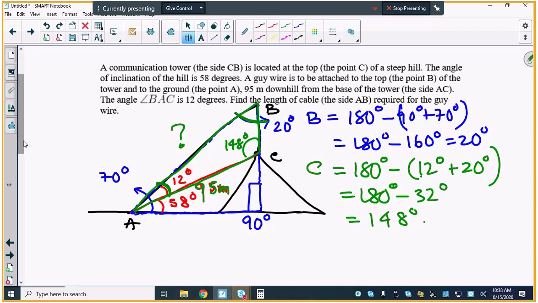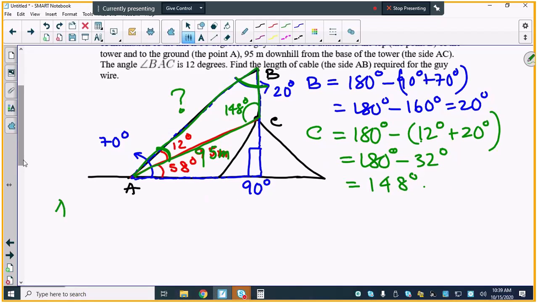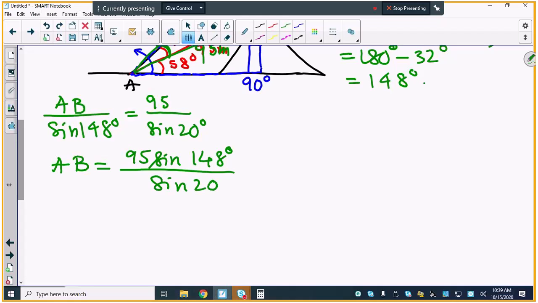Let's see whether we can use the sine rule now. Well, think about what I need to find out: the side AB, the length of the guide wire, over the sine of the opposite angle, which is 148 degrees. What you do know is the side 95 miles over the sine of the opposite angle, and I do know that angle too, the sine of 20 degrees. So it is easy for me to solve for the side AB now. So side AB is 95 times sine of 148 degrees over sine of 20 degrees.